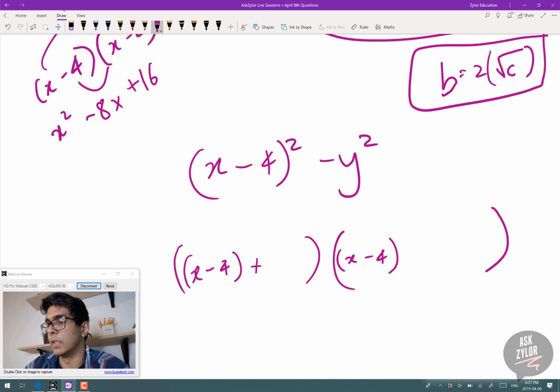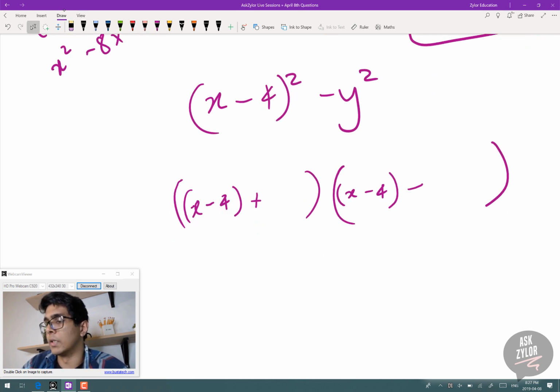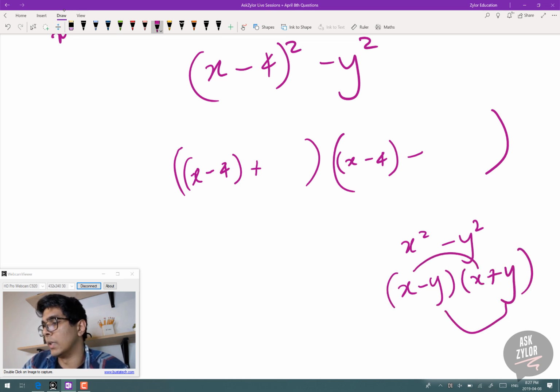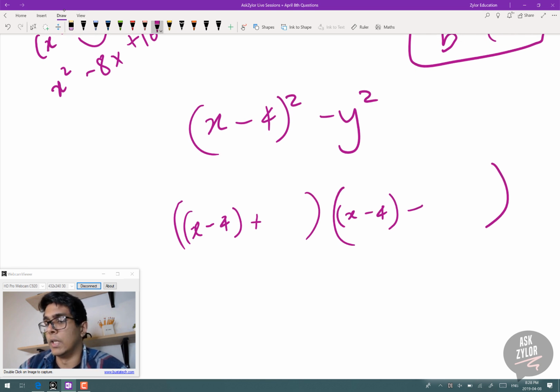And the sign between the first and second term in each factor is going to change, because when I have a difference of squares, let's take a simpler example of x squared minus y squared. If I have x minus y, x plus y, when I do the FOIL method or when I expand, my x times positive y, x times negative y is going to cancel out to give me just x squared minus y squared. Right? So similarly, I'm just going to do the square root of my second term, which is just y. So I have x minus 4 plus y, x minus 4 minus y.